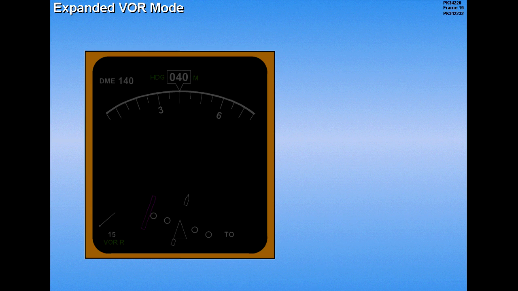The expanded mode displays only a 70-degree compass rose, and the aircraft symbol is replaced by a triangle. The course pointer and CDI indications are the same as in the full VOR mode. The to from indicator is removed. However, the to or from display remains.